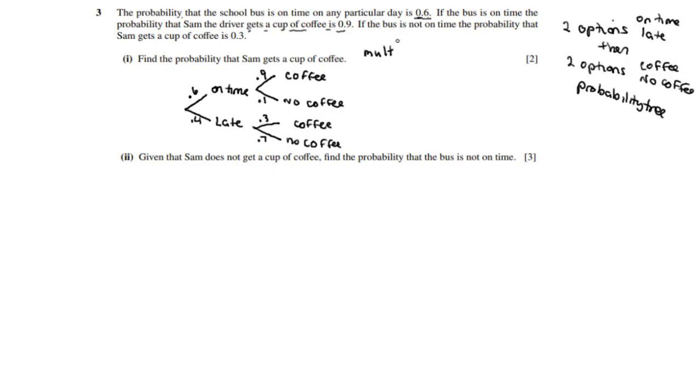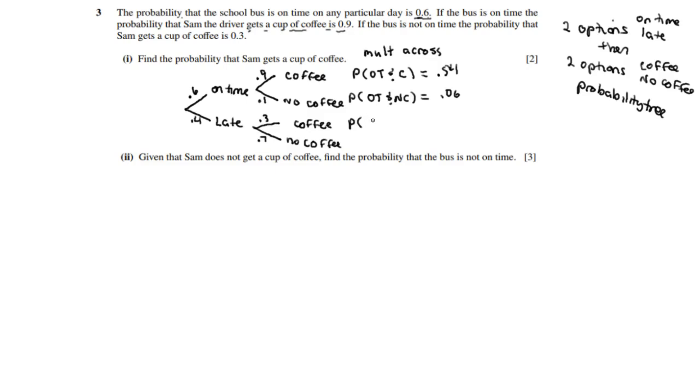Well, keep in mind when doing a probability tree, you multiply across to find the probabilities of each of these things happening. And I'm going to write all this out. You really don't have to. But the probability of being on time and getting coffee is going to be 0.6 times 0.9 or 0.54. The probability of being on time and not getting coffee, no coffee, that's going to be 0.6 times 0.1 or 0.06.